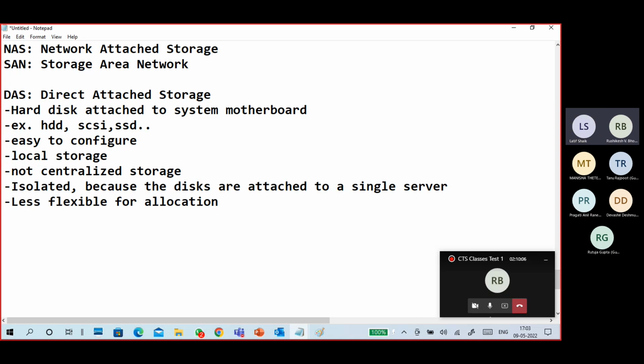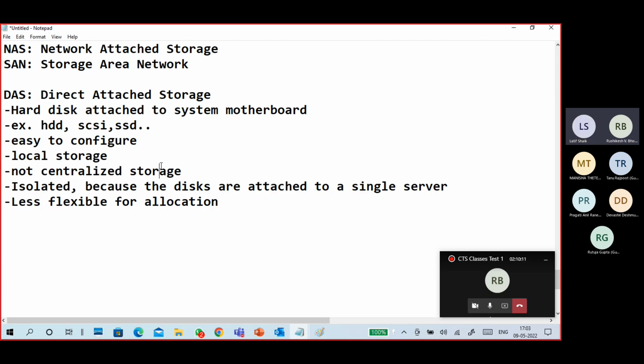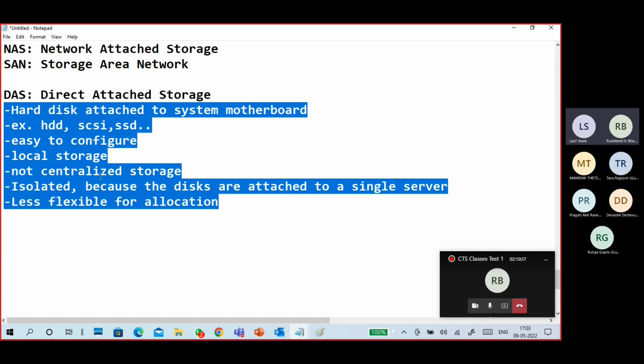Less flexible for allocation means you have data in the DAS storage in your server, and others want to access your data. Again, your server operating system restrictions, user passwords, a lot of things are there. So it is not easy to access your data. With shared folders, permissions and configurations are very difficult. It doesn't feel like a centralized one.